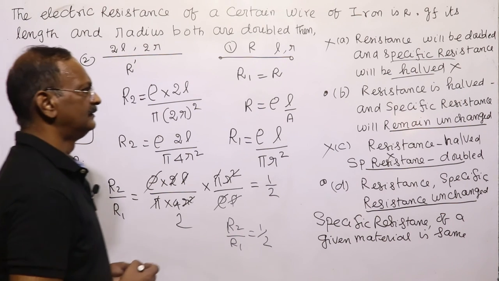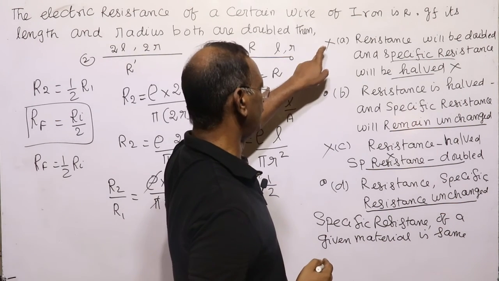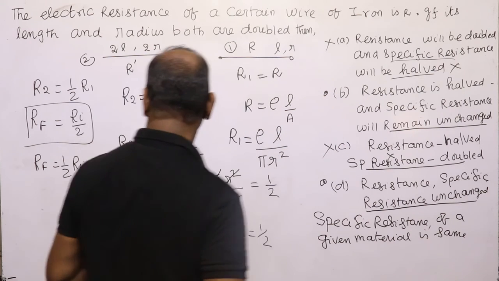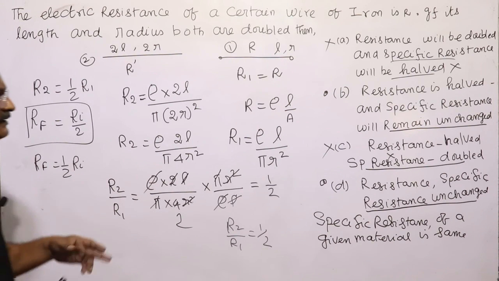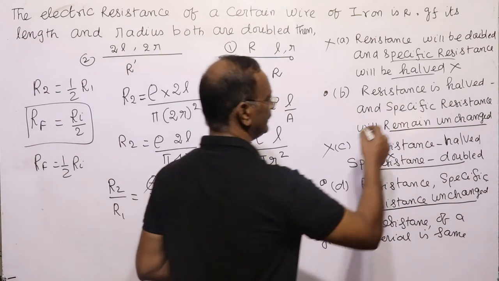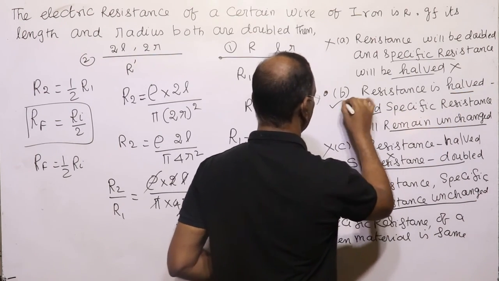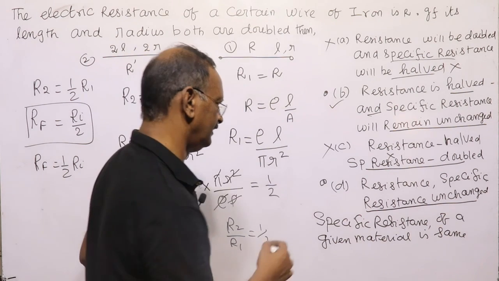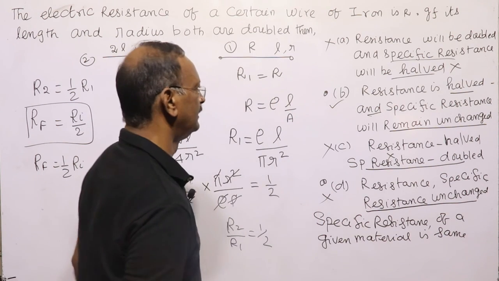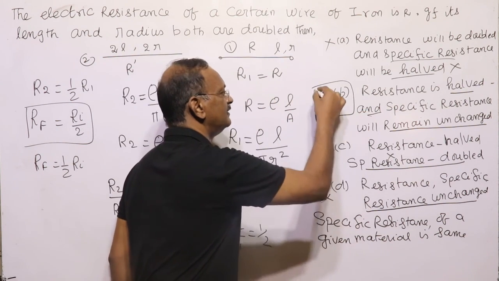Let us find out the resistance first. This is not applicable. The resistance is halved because the final resistance is half of the initial resistance. Yes, this is matching. Resistance is halved. So this is matching. Then resistance and specific resistance both remaining unchanged is not possible. The answer is this, B is the answer.